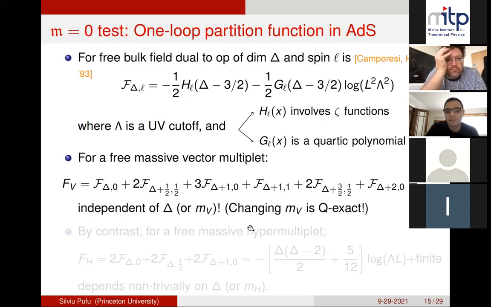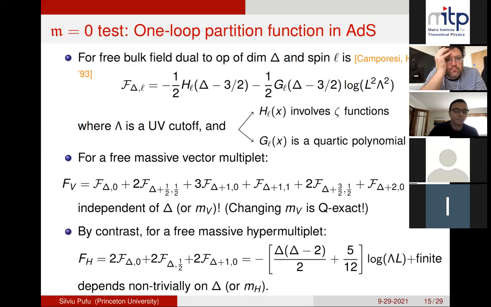And this suggests that changing the mass of the vector multiplet is Q exact. So changing the mass is not one of those special interactions that the sphere free energy depends on. By contrast, as I said, one of the things that the sphere free energy depends on is the masses for a hypermultiplet. So if I do the same thing for a hypermultiplet, I do get something that does depend on the mass of the hypermultiplet. So this is what shows that the sphere free energy does depend on flavor current terms, an example of which would be hypermultiplet mass.